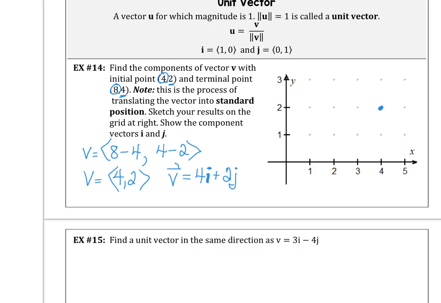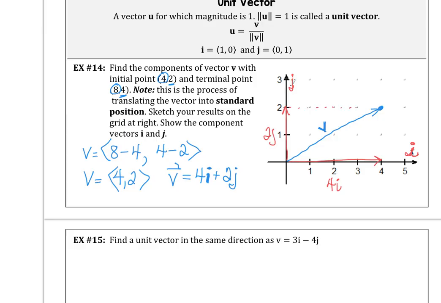And this is vector v that's been moved. Vector v. And to show you what that means, we went 4 in the i direction. This is the i axis. And in the j direction, 2 in the j direction.